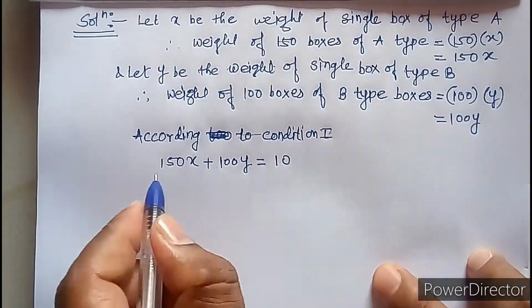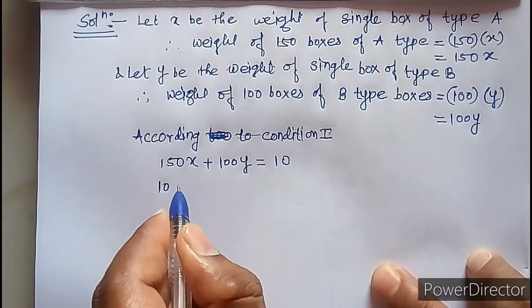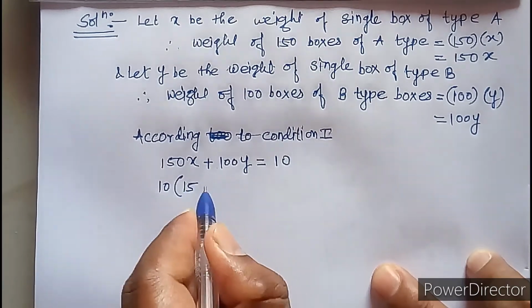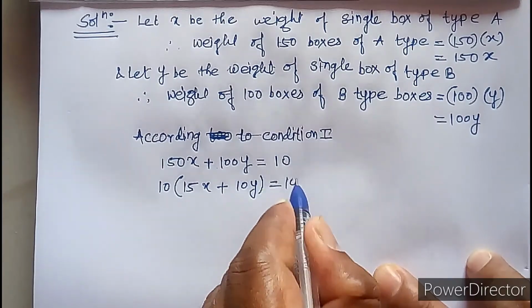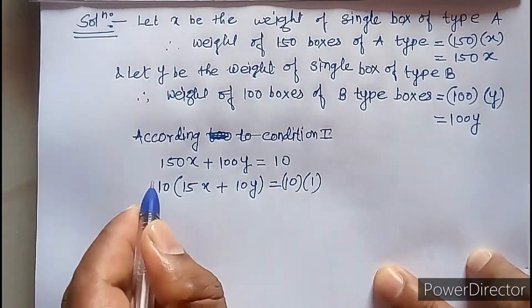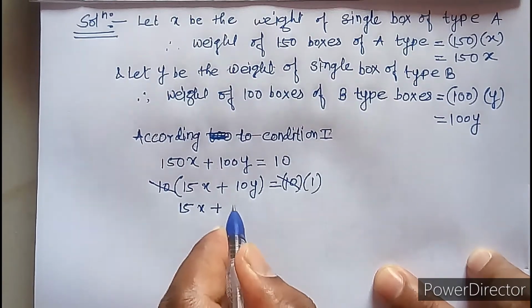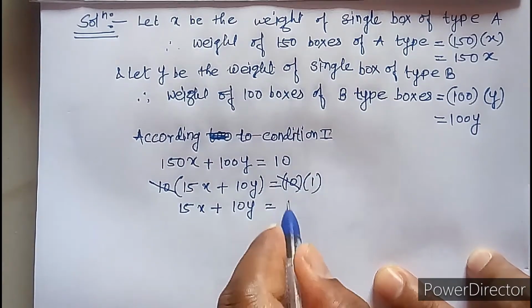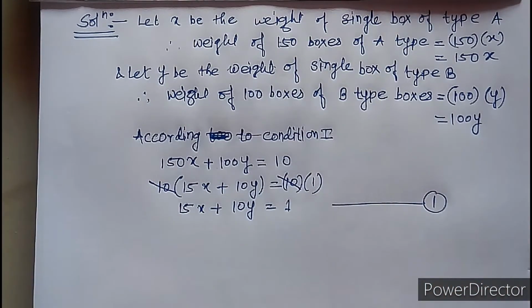Now take 10 common, take 10 outside, it will remain 15x plus 10y equals 10 into 1. Here 10 gets cancelled, we get the equation 15x plus 10y equals 1. Give it equation number 1, we get it from condition 1. It is the simplified form of this equation.